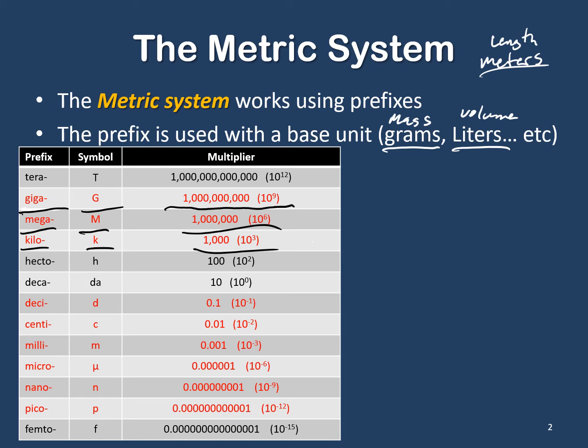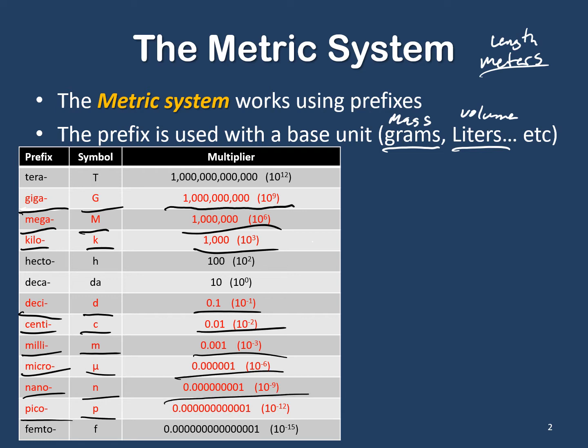I don't need you to know hecto or deca, but I do need you to know deci, lowercase d, 10 to the negative 1. Centi, lowercase c, 10 to the negative 2. Milli, lowercase m, 10 to the negative 3. Micro, nano, and pico, 10 to the negative 6, 10 to the negative 9, and 10 to the negative 12, respectively. These are the prefixes I will expect you to know throughout the class.